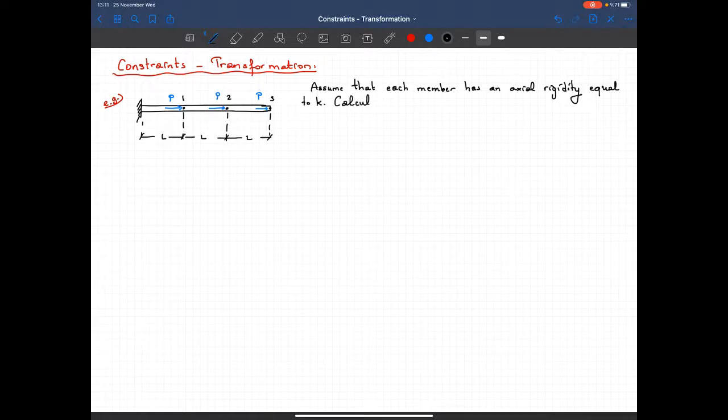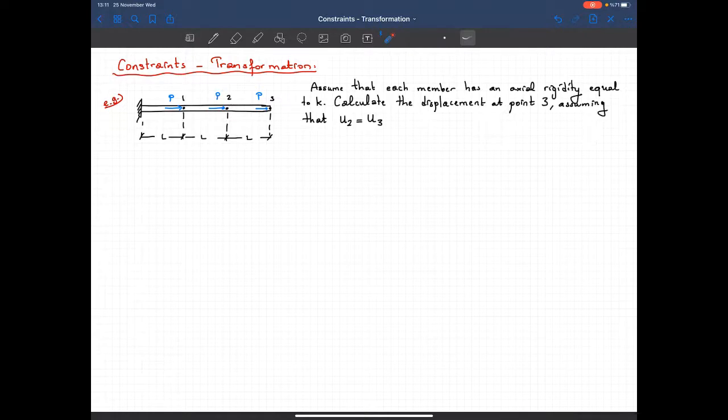Now calculate the displacement at point 3, assuming that U2 is equal to U3. Okay, now here I'm imposing a multi-point constraint, right? I'm enforcing this deformation and this deformation to be equal to each other. This is basically, we are saying that this member is axially rigid, okay?